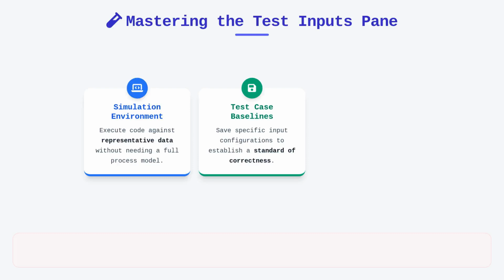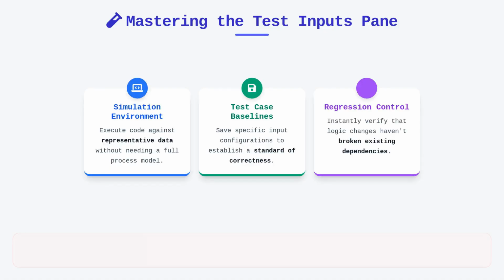Whenever you modify the logic, you can simply click your saved test cases to verify that your changes have not introduced regressions. If you do not adopt this habit, you are essentially flying blind, hoping that your changes haven't broken existing dependencies that rely on your rule.